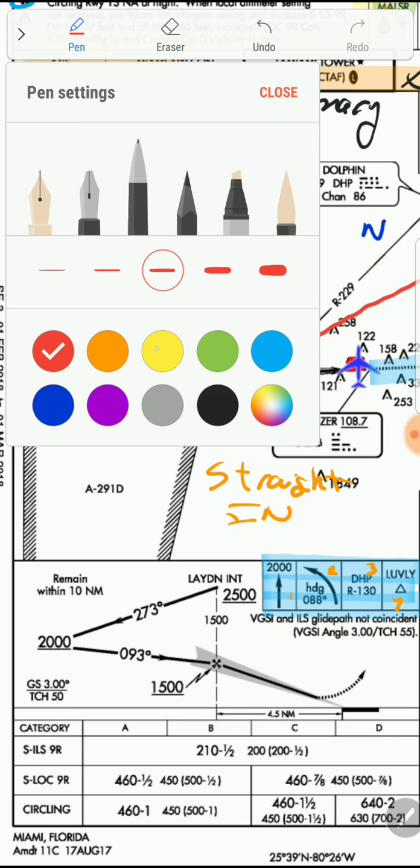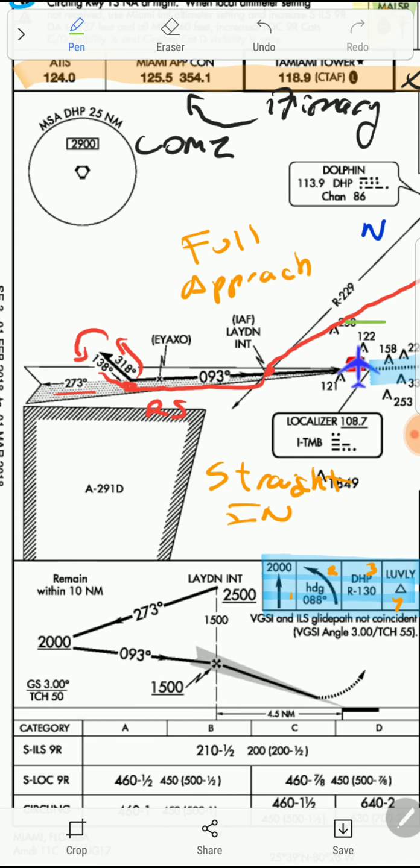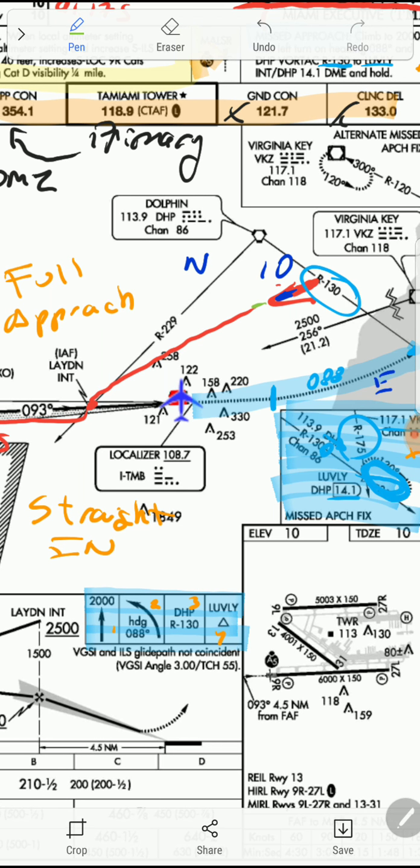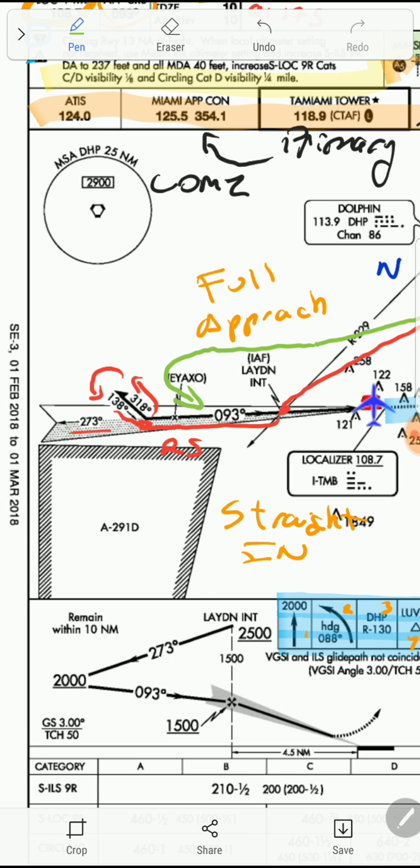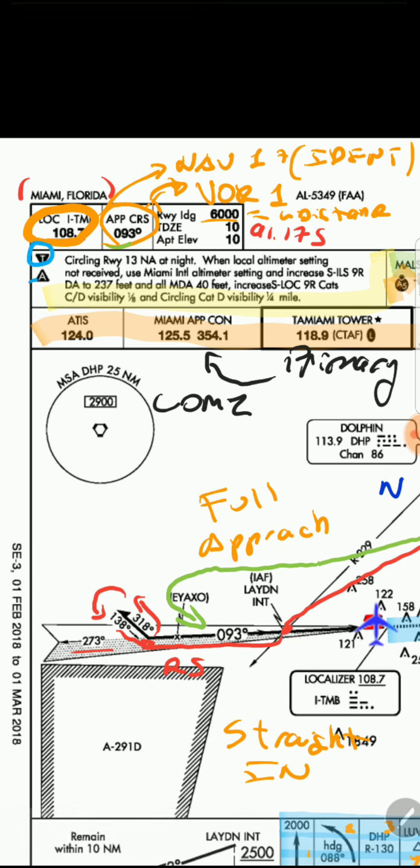The straight-in approach instead will tell you that from your position, these guys are going to give you vectors around so you can join the final approach course directly. No need for a procedure turn, because all this red line down here is called a course reversal, a full approach procedure. Straight-in means that there's no need to do a course reversal or a procedure turn to align yourself with the final approach course that you have down here.